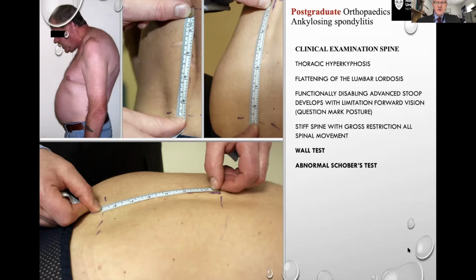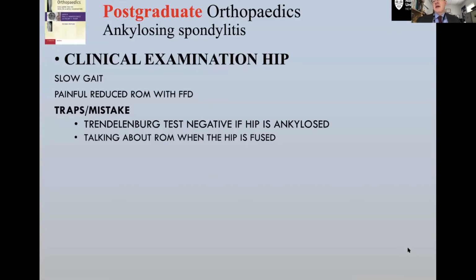Patient may have a functionally disabling advanced stoop with limited forward vision, the question mark posture. The spine is stiff with gross restriction of all spinal movement. Offer to perform the wall test and Schober's test. Usually it's a modified Schober's test, and it's abnormal because of a stiff, painful spine. The examiners may say, we don't want you to do that, concentrate on the hips, but at least you've offered.